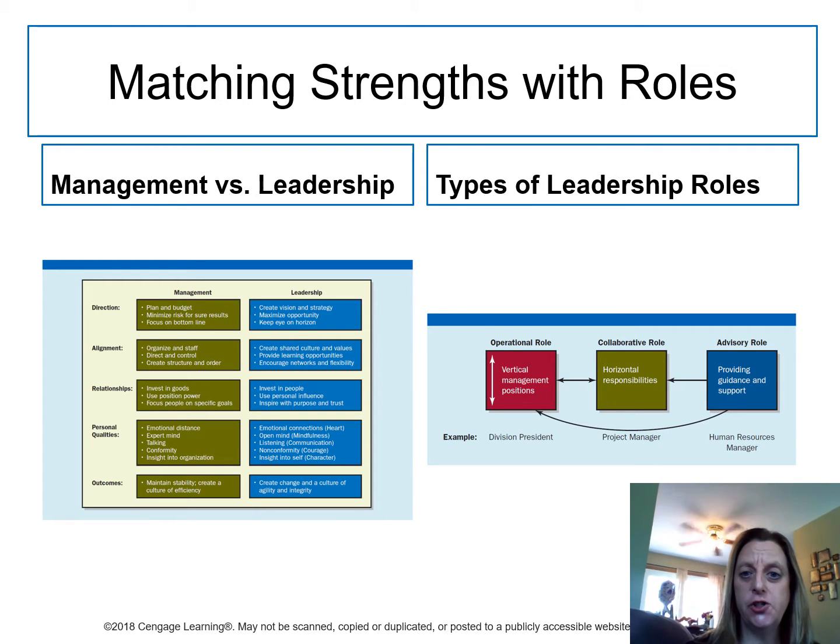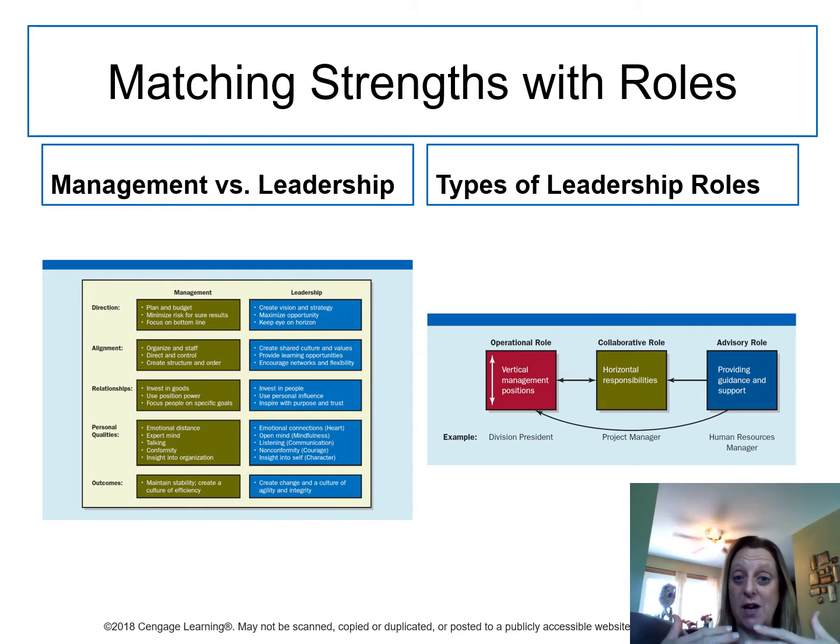So this slide shows one of the things in that comparison between management versus leadership on the left-hand side. And so that's just a reminder for us. And then the right side talks about 3 different types of leadership roles. So it makes sense to consider these different functions when looking at optimal traits and characteristics of good leaders when matching strengths to various leadership roles.